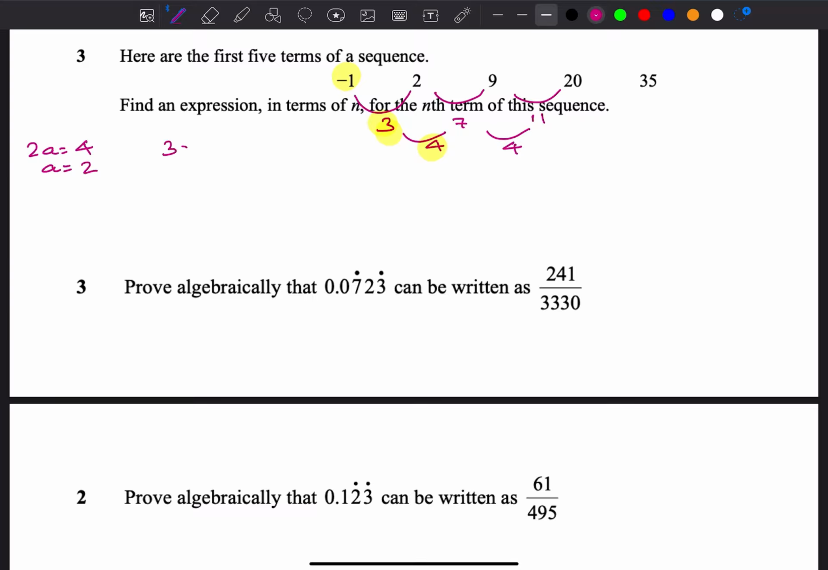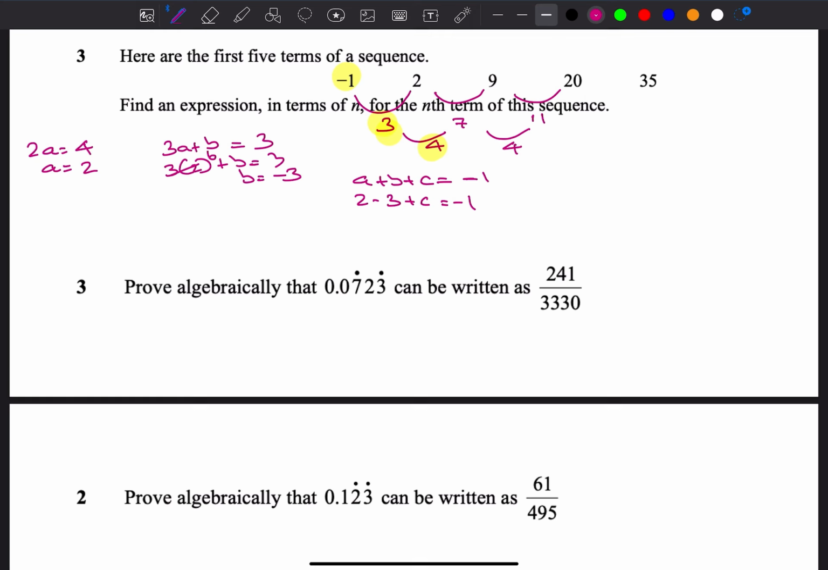Next one, 3a plus b equals 3. 3a is 3 times 2, plus b equals 3. 3 times 2 is 6. Take away the 6. 3 take away 6 is minus 3. Last one is a plus b plus c equals the number on that one, which is minus 1. a is 2, b is minus 3. Sorry, 2 minus 3 plus c equals minus 1.